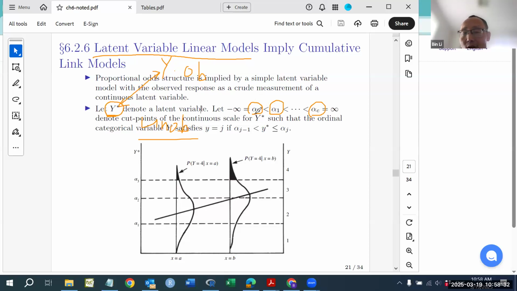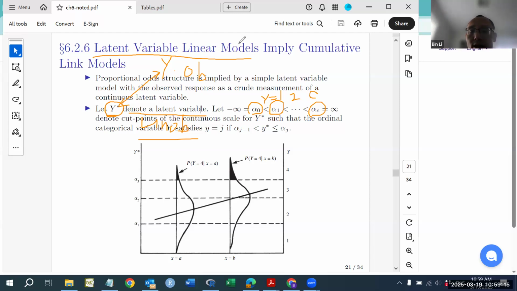If the y star is between alpha 0 and alpha 1, then what we observe is not y star, but y equals category 1. Is that clear? If it's between alpha 1 and alpha 2, then we don't observe y star, but we observe y equals 2, and so on, up to category C. So that's the underlying latent variable, which is continuous but not observed. What we observe is just the crude measurement of y star.